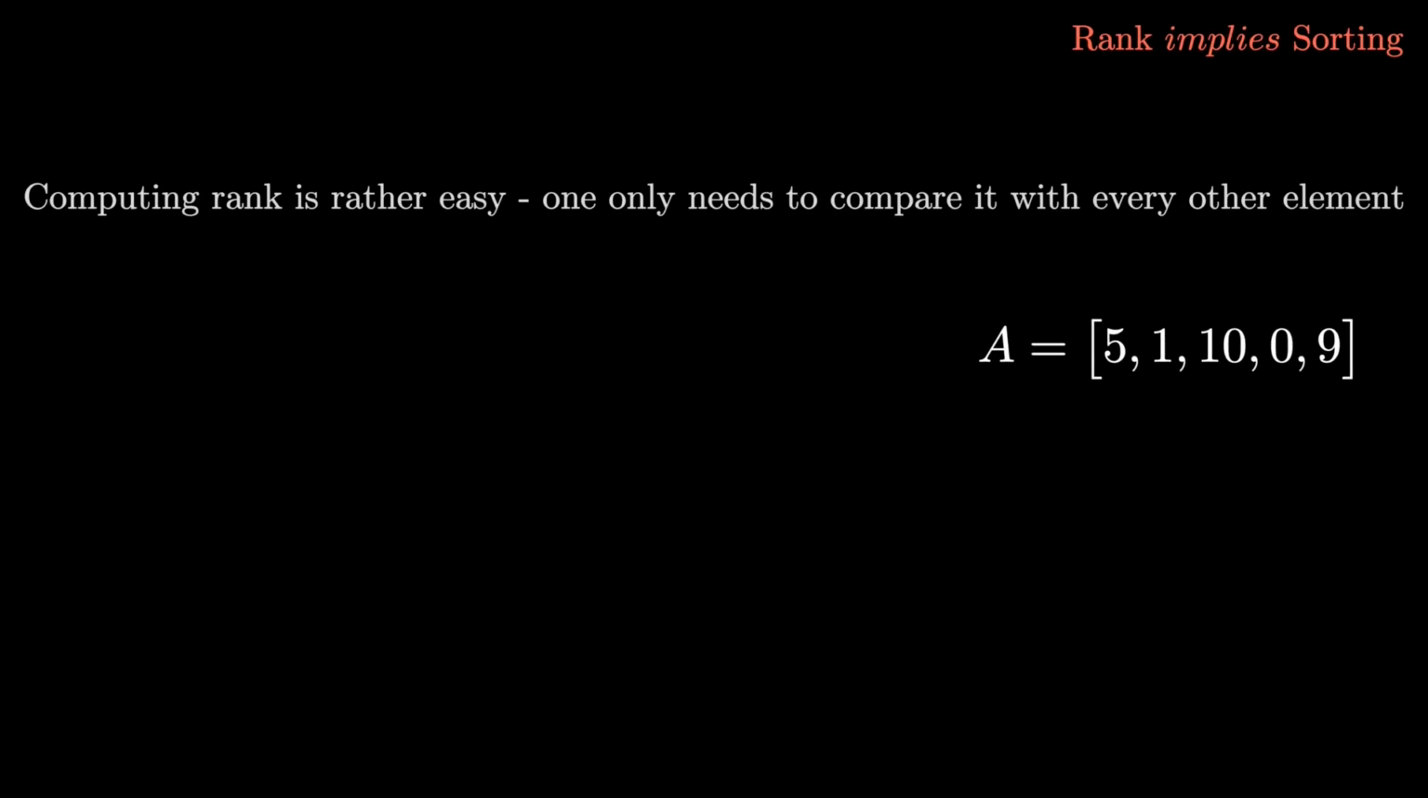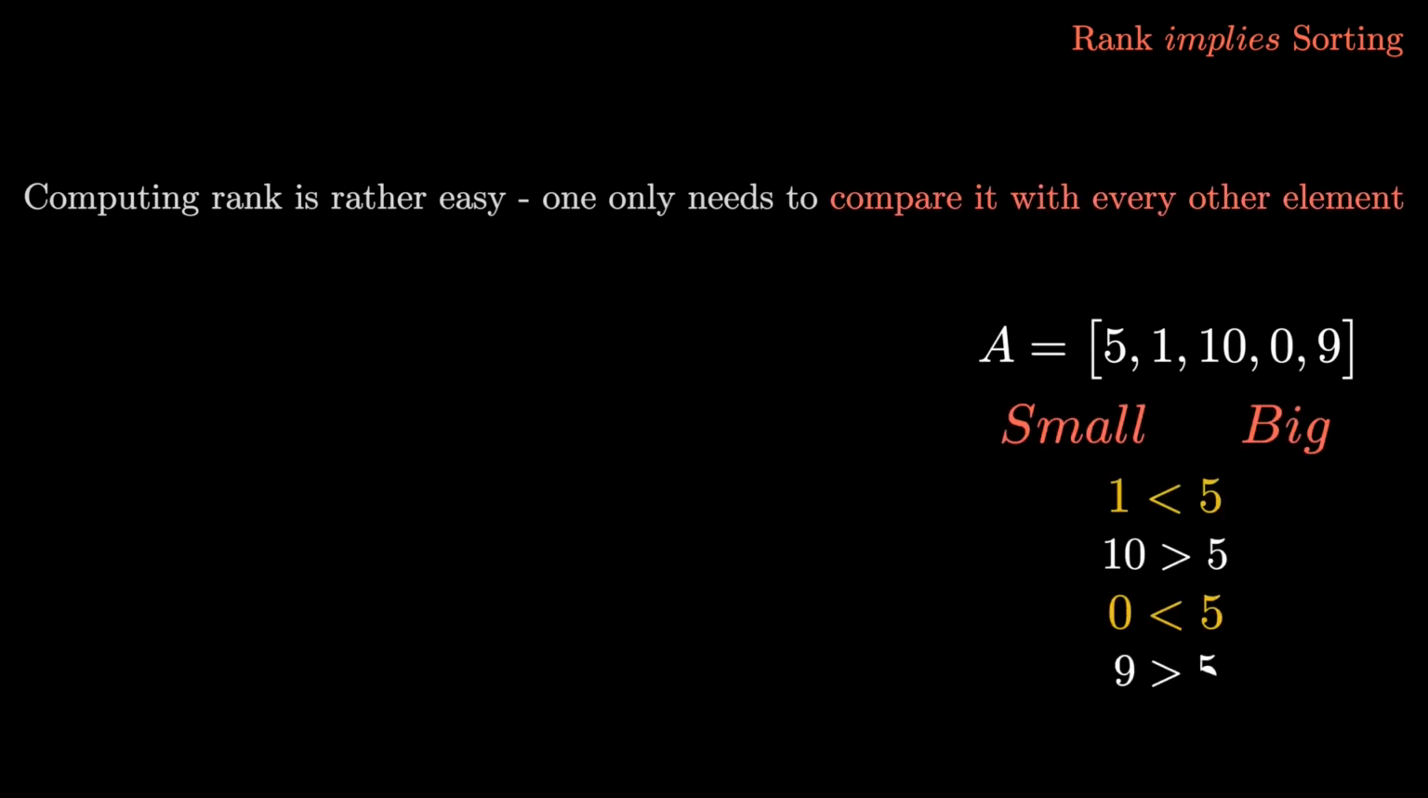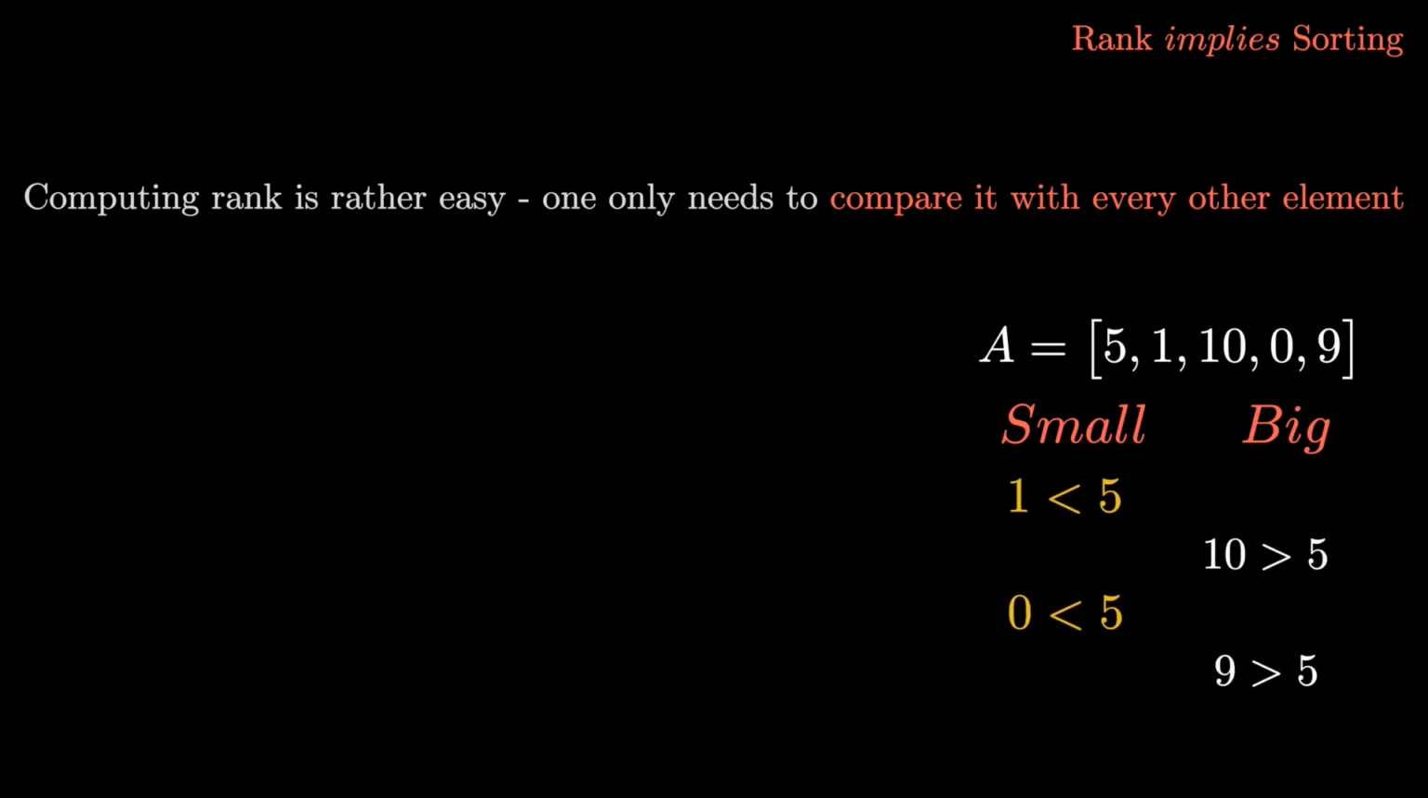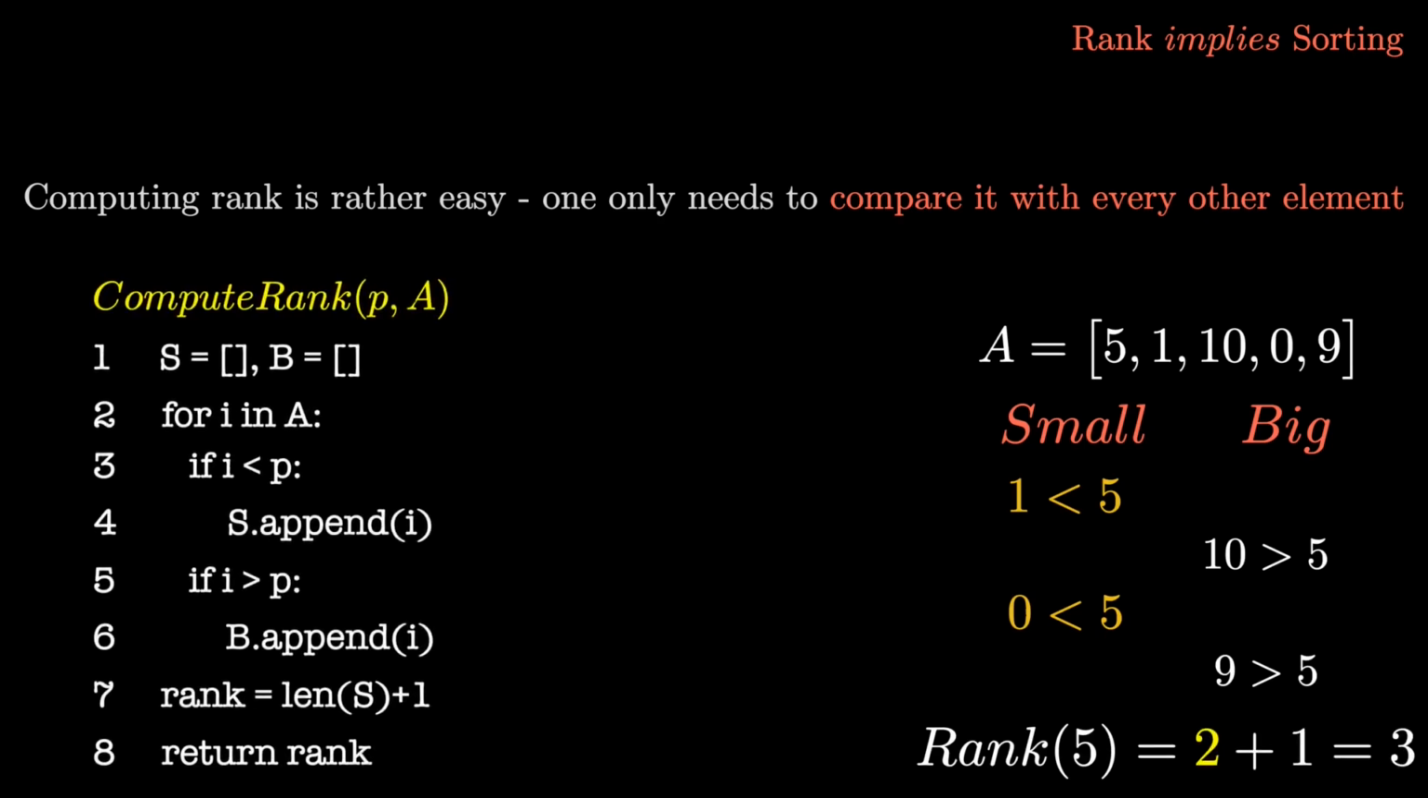The second fact about ranks is that they are rather easy to compute. Well, all you need to do is compare your element with every other element in the list, keep track of which elements are smaller and which are bigger than our element. The rank is then going to be the count of smaller elements plus 1. Here is a straightforward algorithm to compute the rank of an element.